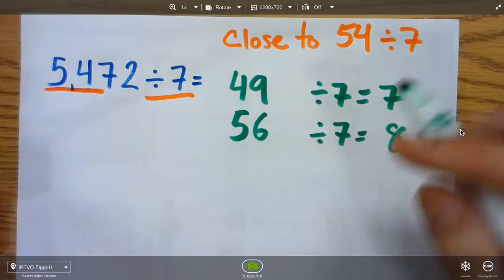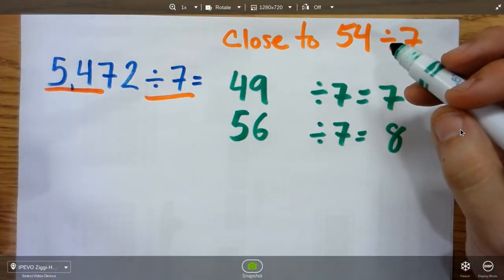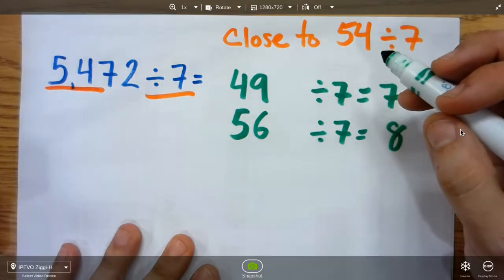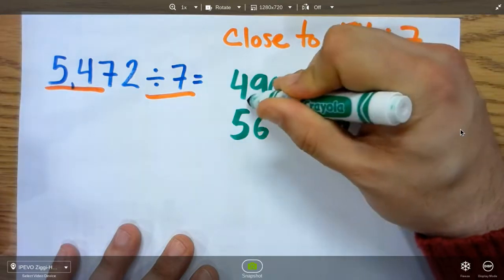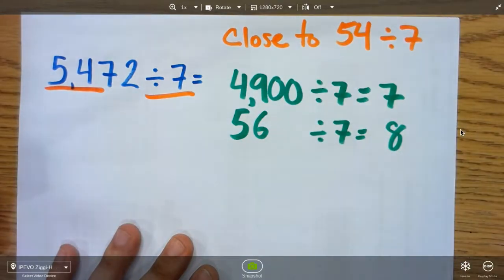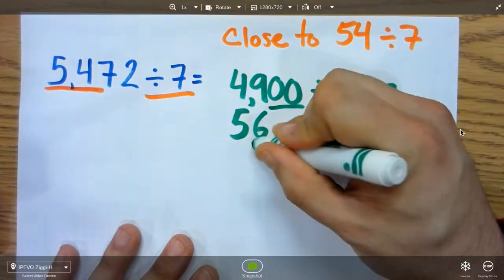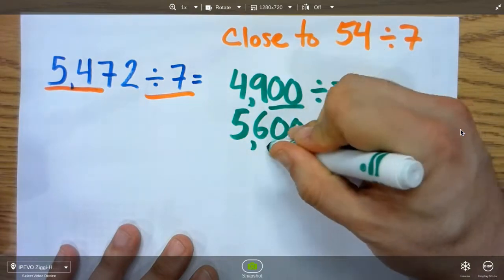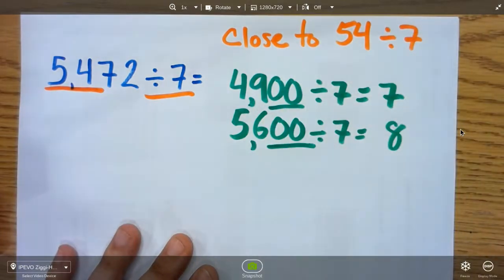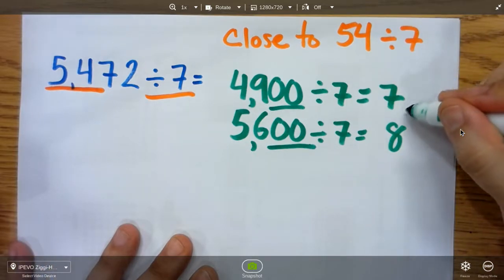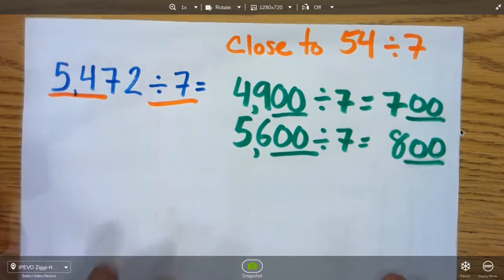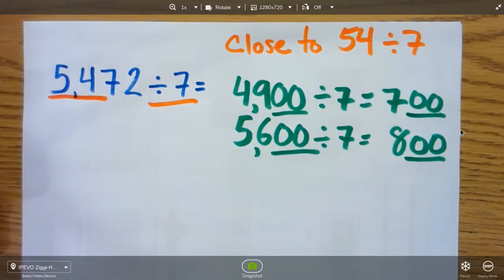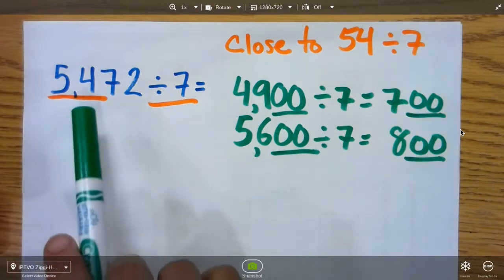Now, again, we know 5,472 can round down here to 4,900 if we're looking for our compatible numbers, or it can round up to 5,600. Again, we're adding in two zeros. That's because they're 100 times greater. So I'm going to add those same two zeros right over here. And that's telling me that my estimated quotient is going to be between 700 and 800.